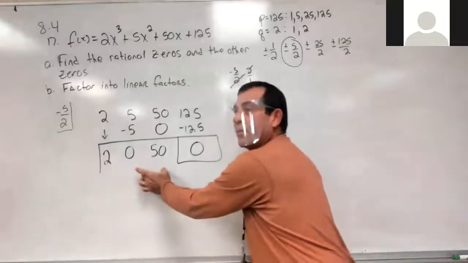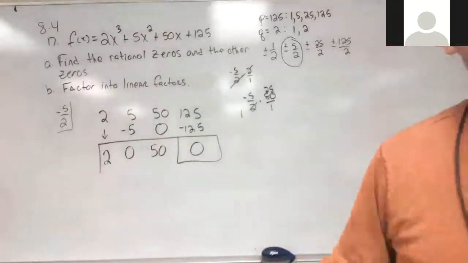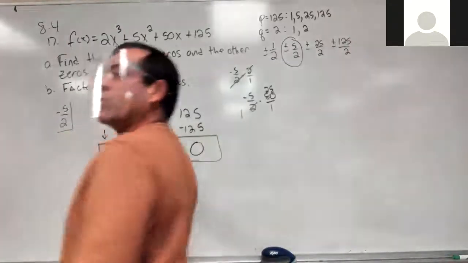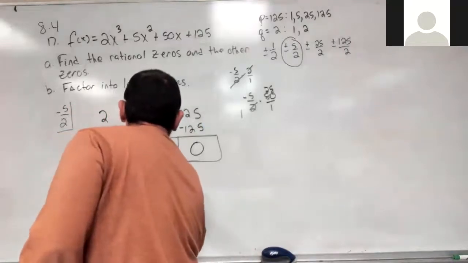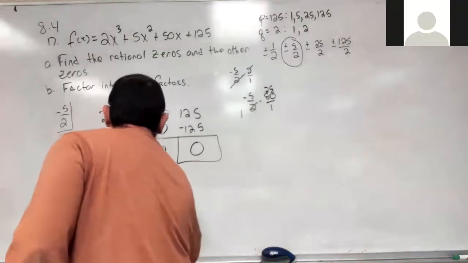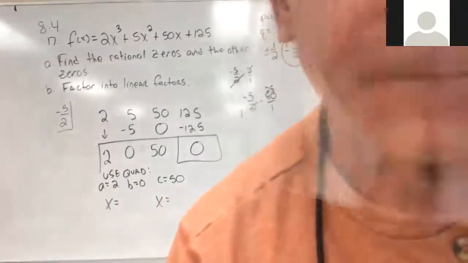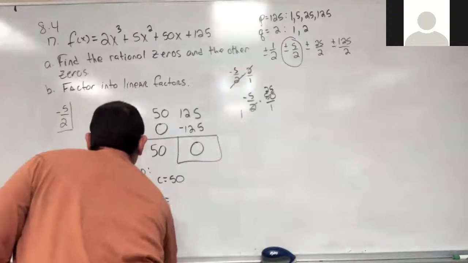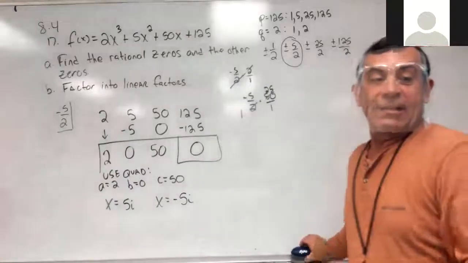Now, you see 3 numbers down here, right? At that point, since there's only 3 numbers, we can use the quadratic formula. So use quad at that point. A is 2, B will be 0, and C will be 50. So doing that, that should give me 2 more answers. So I'm going to go to program and go to quad. I got it already. So she got a 5i and a negative 5i. So 5i and negative 5i.